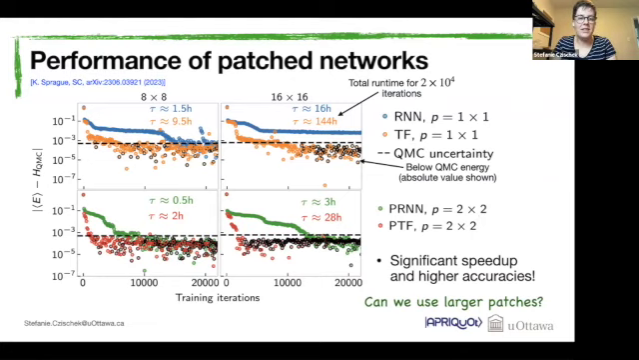This looks so promising that we were wondering, okay, if 2x2 patches are really promising and really good, can we go larger? Because then we would reduce the computational runtime even further if we shorten the sequence length further. And we would expect at least the same or even higher accuracies. And so the big question is, can we use larger patches here?